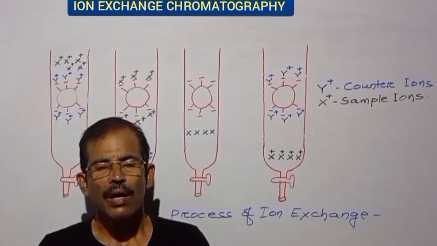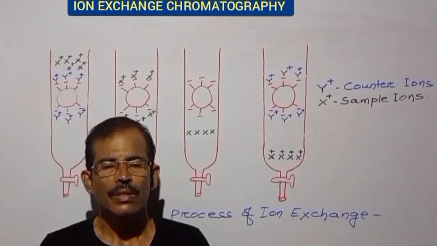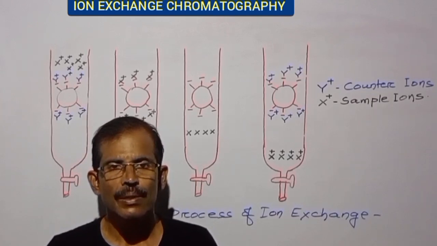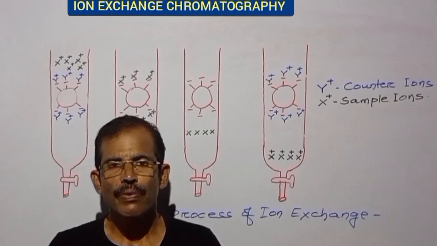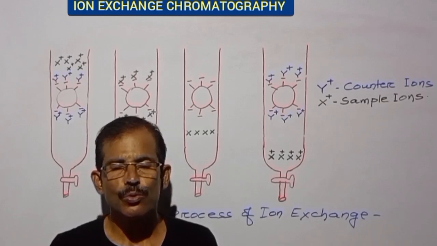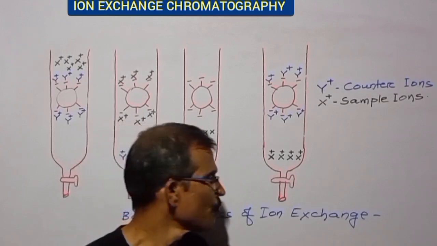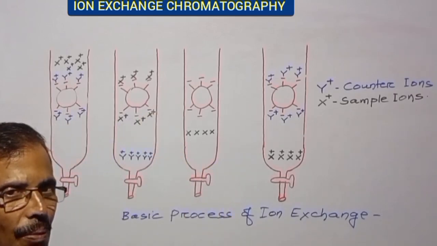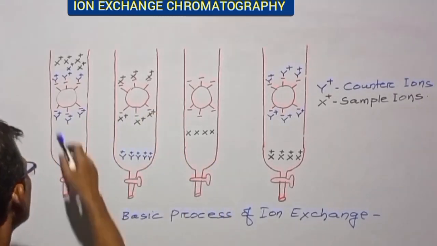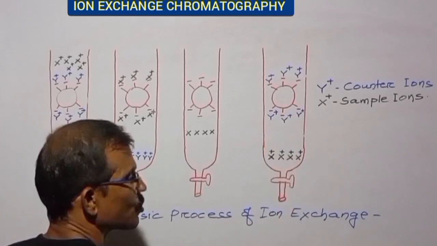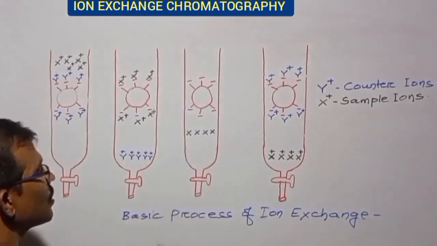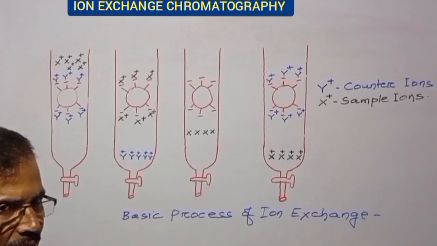In case of ion exchange separation, ion exchange resin is the stationary phase, and the mobile phase is a solvent of suitable composition. This figure illustrates the basic process of ion exchange. These are the columns of specific size. The columns are packed with ion exchanger resins.